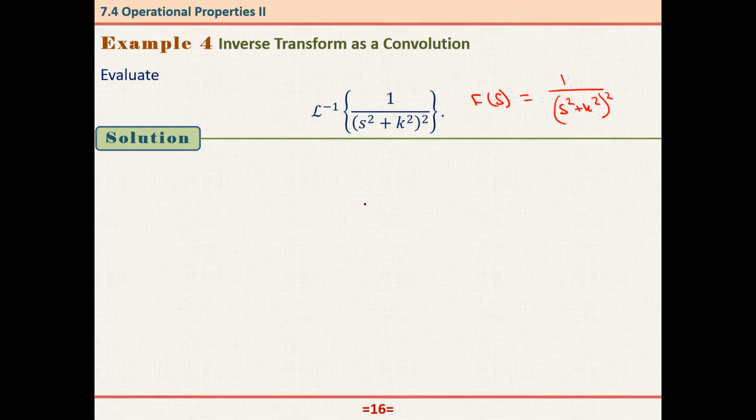So the question is, what is the inverse Laplace transform of this function, 1 over s squared plus k squared, squared? To solve this, again, we are going to use the theorem. Before doing this, in our first step, notice that we have something squared. So if I take F of s equals G of s, that is equal to 1 over s squared plus k squared.